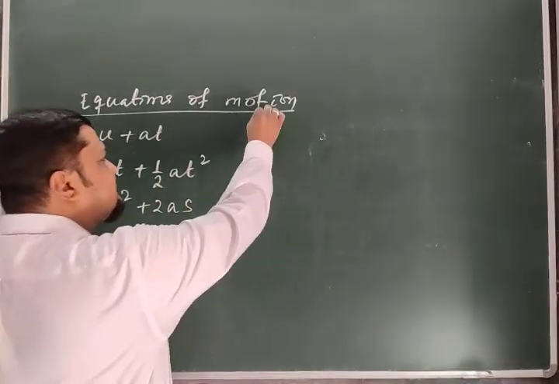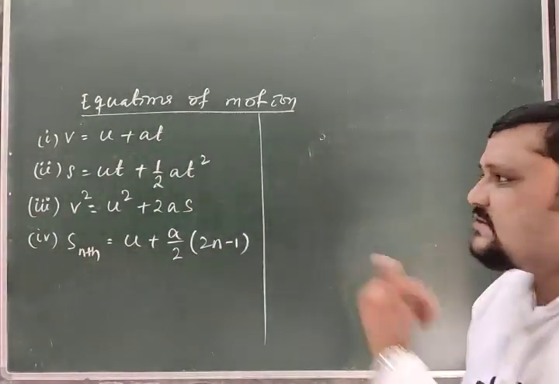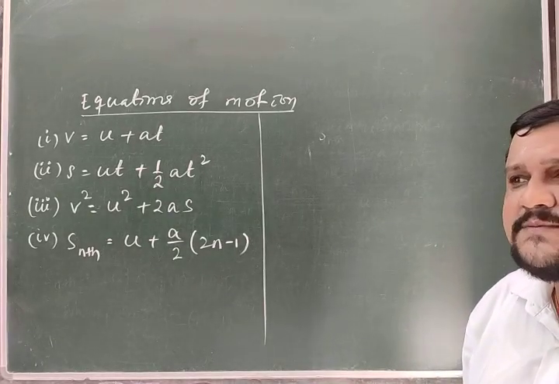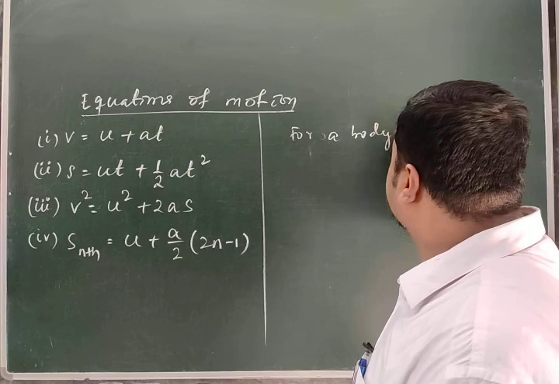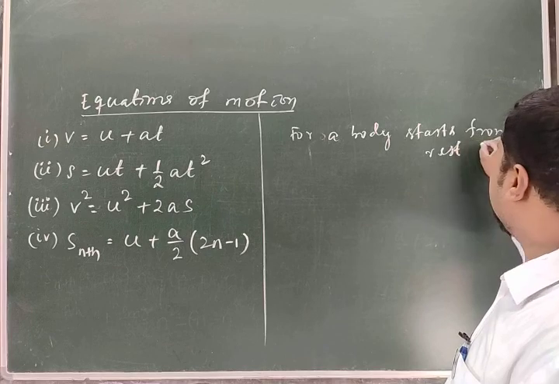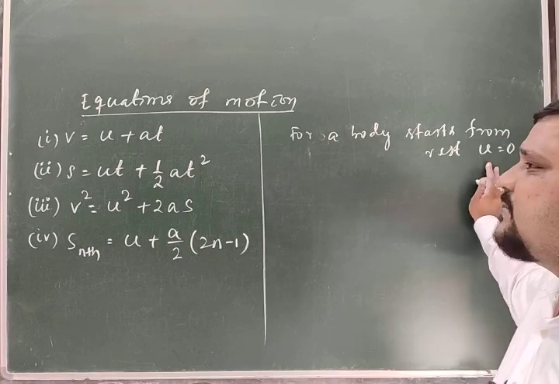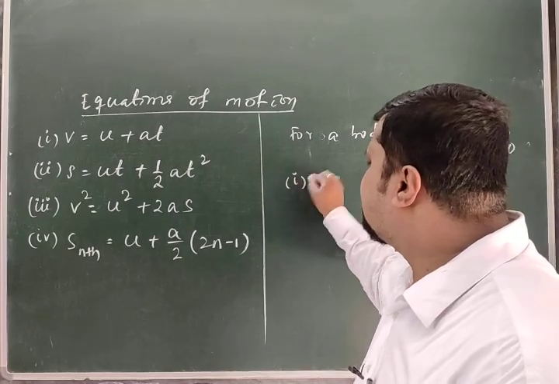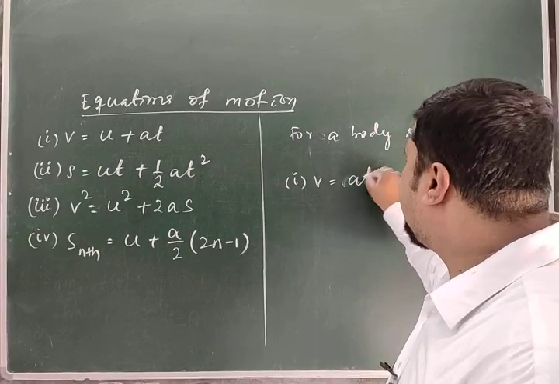So these four equations we have derived, but the applications differ in different cases. Suppose I ask you, tell me the equations of kinematics when the body starts from rest. For a body starting from rest, u is equal to what? The initial velocity is 0. Now you tell me the equations of motion. The first equation, velocity after time t, is u plus at; u is 0, so simply at.